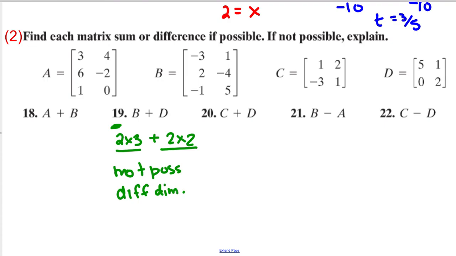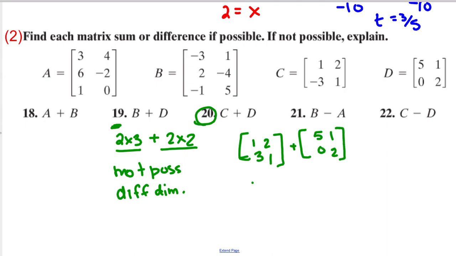Okay? All right, now, however, let's take a look at number 20, C plus D. So we have matrix C plus matrix D. So we have 1, 2, negative 3, 1, plus 5, 1, 0, 2. Which is going to give us 1 plus 5 is 6, 2 plus 1 is 3, negative 3 plus 0 is negative 3, 1 plus 2 is 3. And that would be your answer.